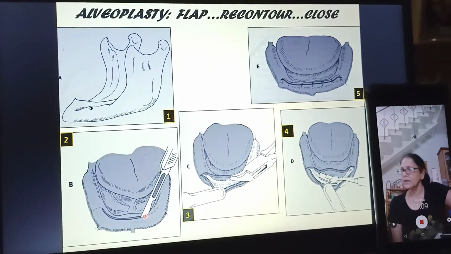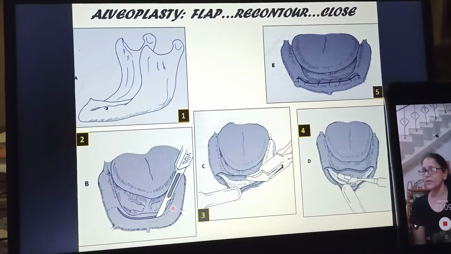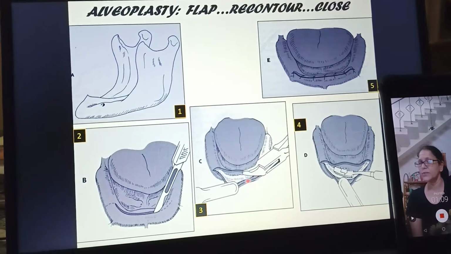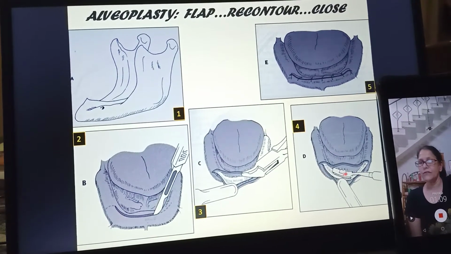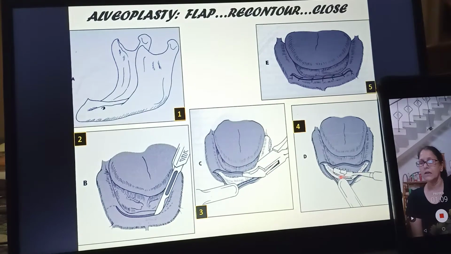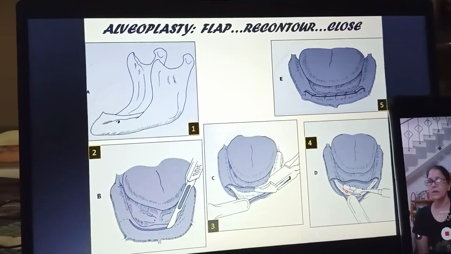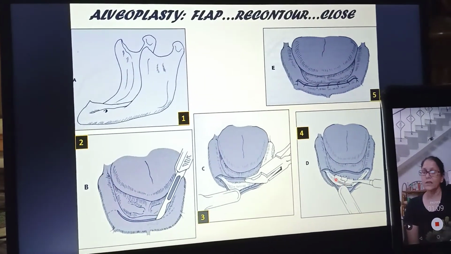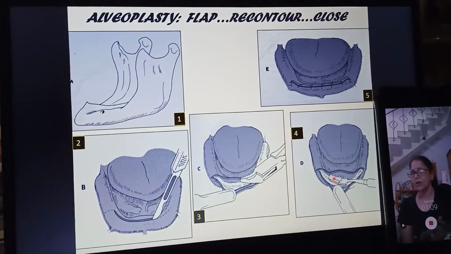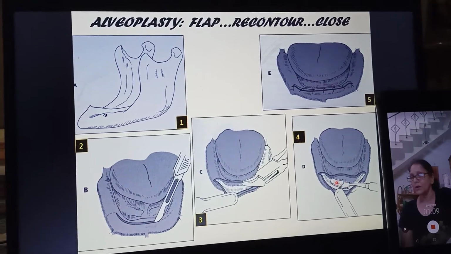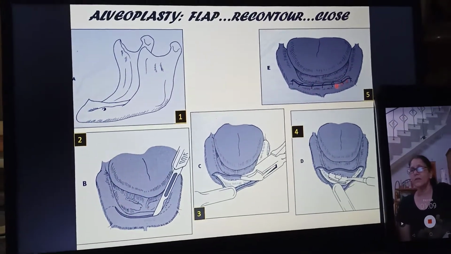First of all, using a number 15 knife, a crestal incision is made and a mucoperiosteal flap has been reflected, showing the underneath bone. A bone file, or maybe a file along with rongeurs, is used to completely smoothen the ridge. You must understand that the bone file should only be used in one direction, not in both directions, very similar to how you use a nail file. A primary closure is done with interrupted sutures.